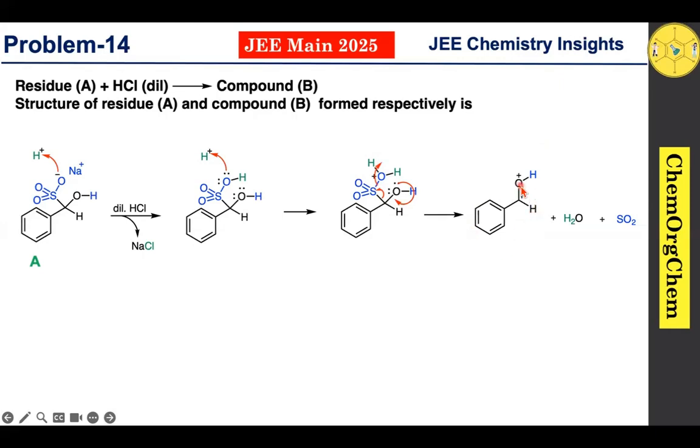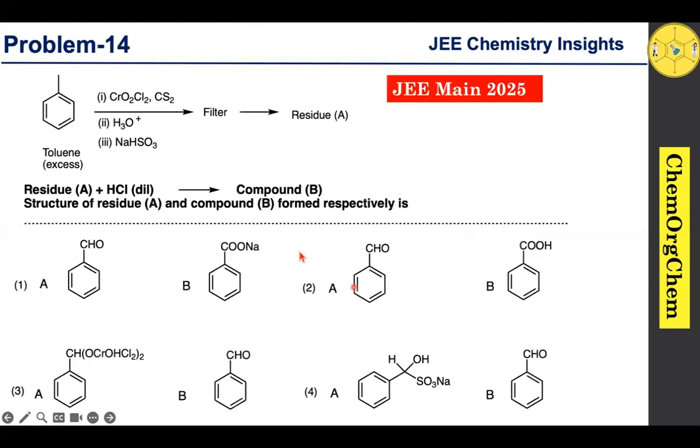Now this oxygen hydrogen bonded electron moves towards the oxygen atom. As a result, an H plus ion kicks off to produce benzaldehyde as a final product. This is our product B. So let's move to our question. As per our discussion, among the four answers, the correct answer for this question is answer 4.